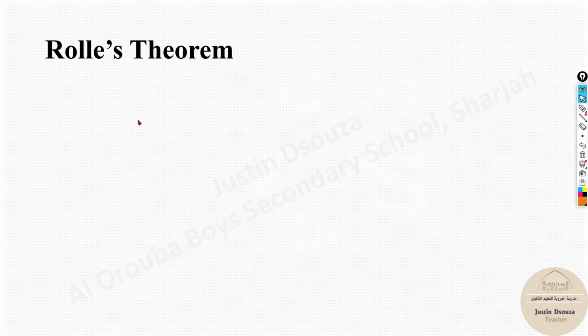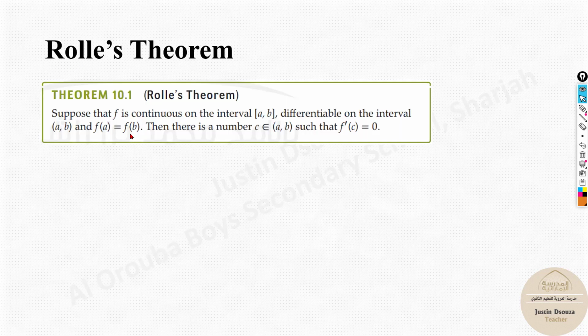Okay. So what is Rolle's theorem? There are a few important points in this. Rolle's theorem: suppose that f is continuous on a closed interval [a, b], and differentiable on the open interval (a, b). This is also important. And f(a) equals f(b). Then there is a number c within this range (a, b) such that the derivative at c is 0.